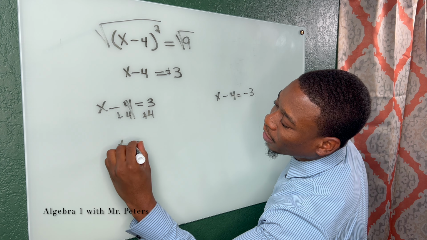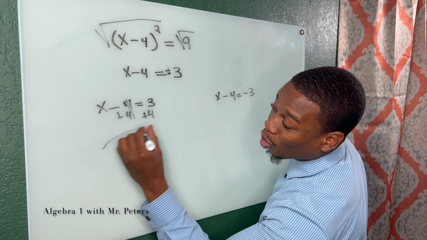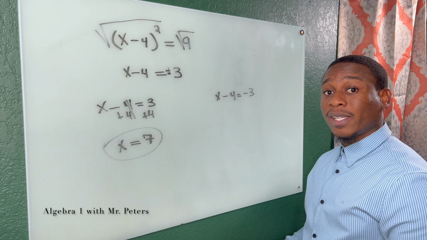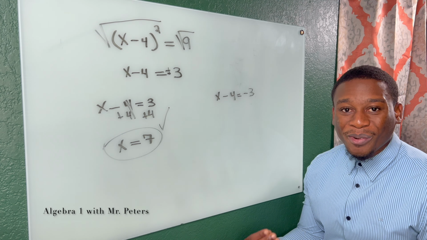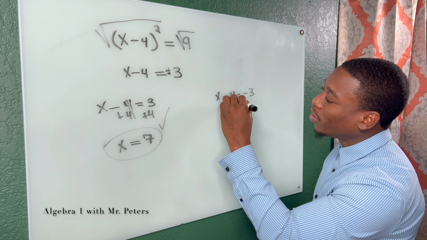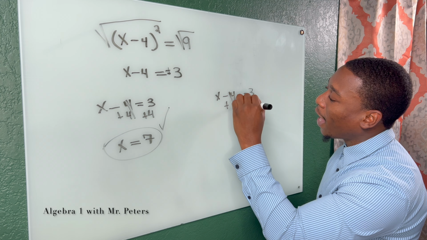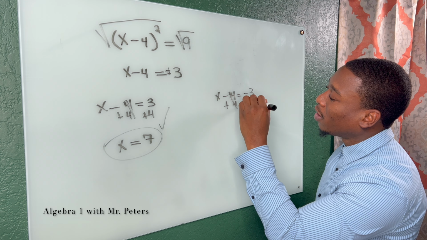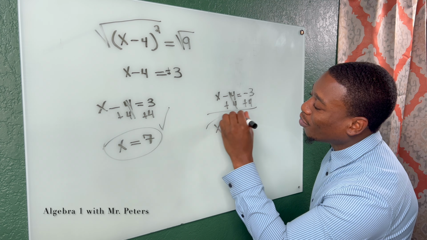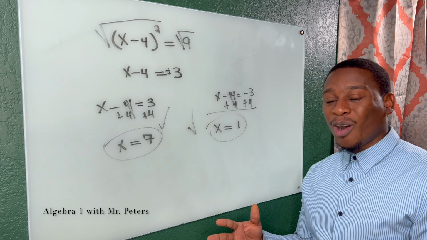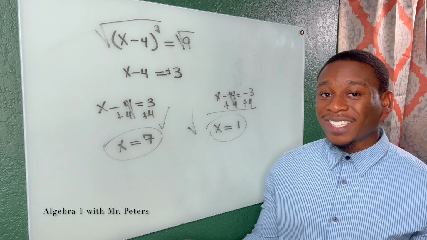I'm going to get x is equal to 7, which we just had in our previous example, the first method I showed you. So we know this is right. And then when I go to the second one and I do the same thing by solving for x and adding 4 on both sides, I'm going to get x is equal to positive 1. And voila, we got the same exact answers.